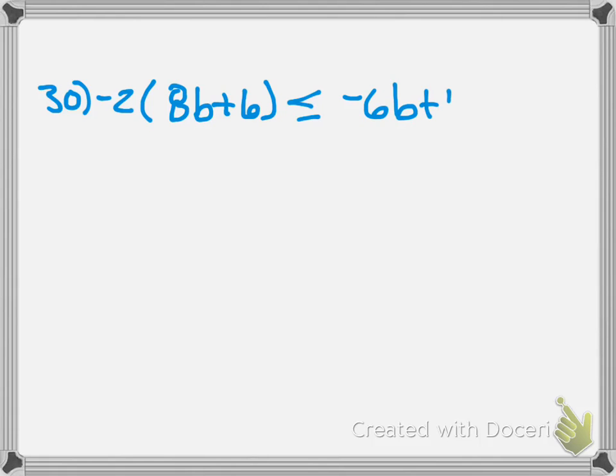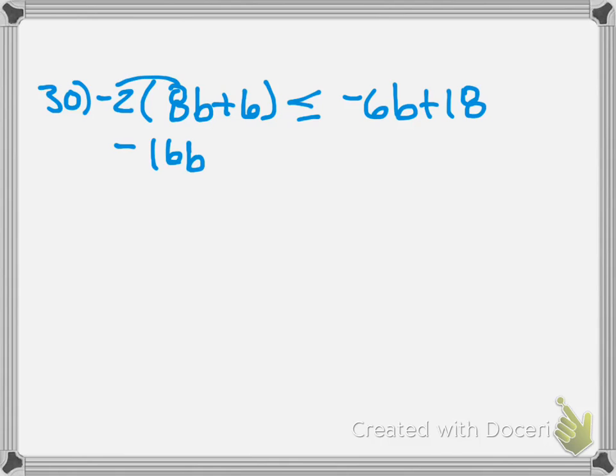Alright, final step. Number 30, our final problem I'm going to do for this part. So this is around 10.5 minutes, so it's not bad. I thought it was going to be much worse. Negative 2 parentheses 8b plus 6, close the parentheses, less than or equal to negative 6b plus 18.